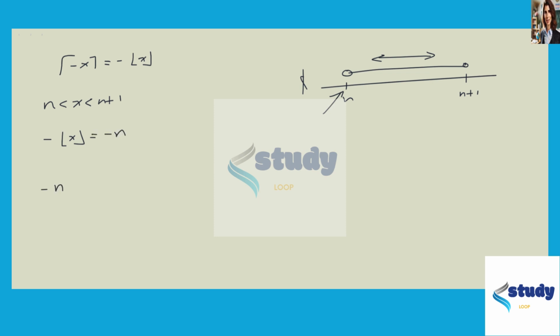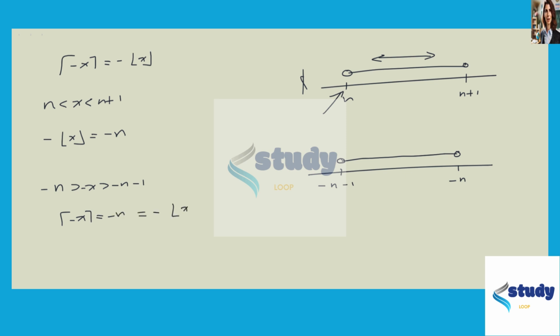Then, well, minus n is greater than x is greater than minus n minus 1. So drawing that out, you have minus n minus 1, minus n, and then connect these two. So then if we're taking the ceiling of minus x, or that should be minus x, if we take the ceiling of minus x, we will take the negative n over here. So the ceiling of negative x would be minus n, which is negative floor of x. So we have proved it as well.